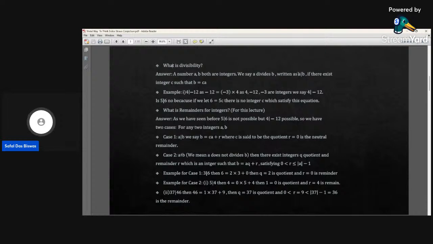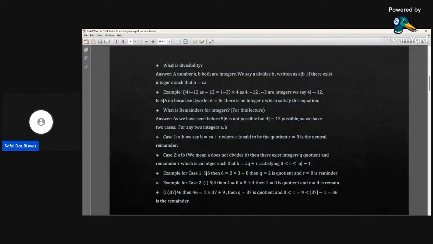Why and how? Don't ask me that question because it's a very huge topic. And there exists an integer c such that b equals c times a. Example: 4 divides minus 12, as minus 12 equals minus 3 times 4, and 4, minus 12 and minus 3 are integers. Thus we say 4 divides minus 12, minus 3 is called the quotient here, and the remainder is 0. Now, does 5 divide 6?